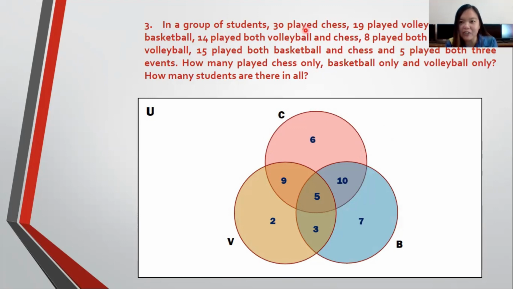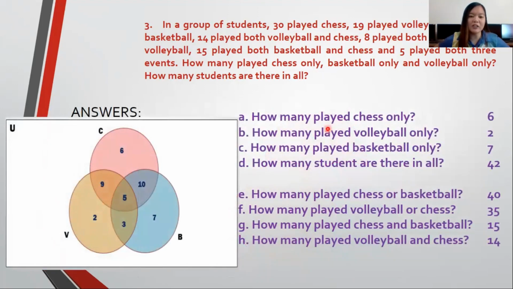Next, let's have this one. Since 30 yung chess, etong nasa red circle, 6 plus 9 plus 5 plus 10, 30. So, since 30 daw yung sabi, minus natin yung 10, 5, 9, ang natira na lang is 6. So, yan na lang yung ilalagay natin. So, based on our answers in the Venn diagram, how many played chess only? 6. How many played volleyball only? There are 2. How many played basketball only? 7. How many students are there in all? 6 plus 9 plus 5 plus 10 plus 7 plus 3 plus 2, you have 42.